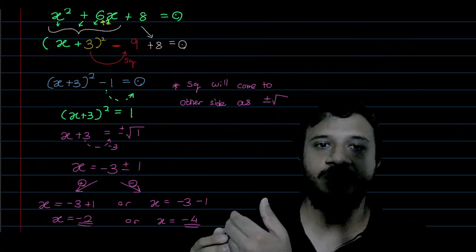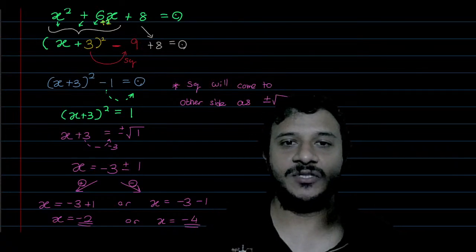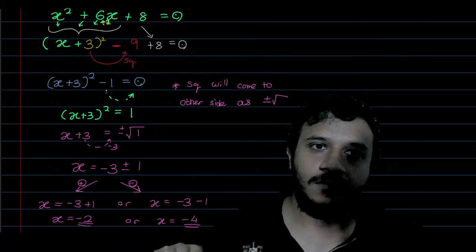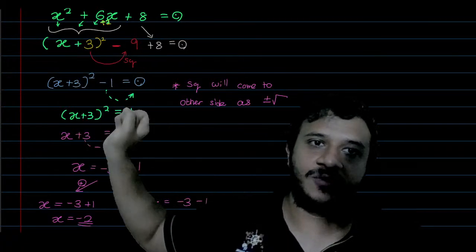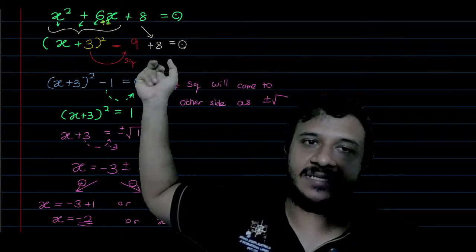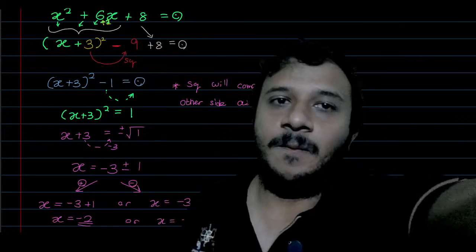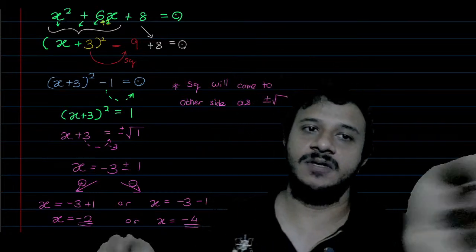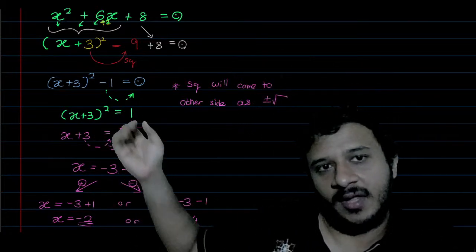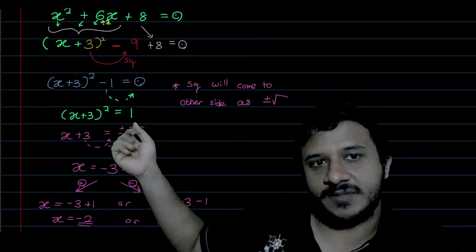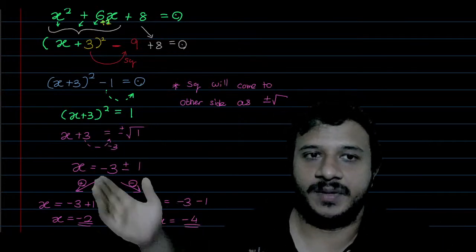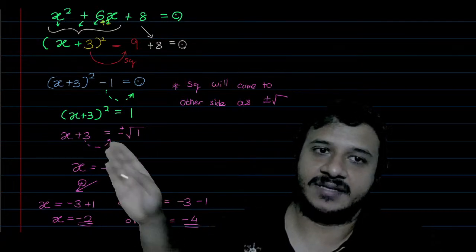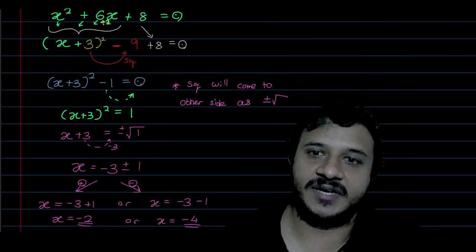Then after that, what we need to do is, x plus 3 square, then minus 9 and a plus 8. Minus 9 and a plus 8 will be a negative 1. And that negative 1 comes to the other side as a positive 1. And then square comes to the other side as a plus or minus square root. And then the plus 3 comes to the other side as minus 3.